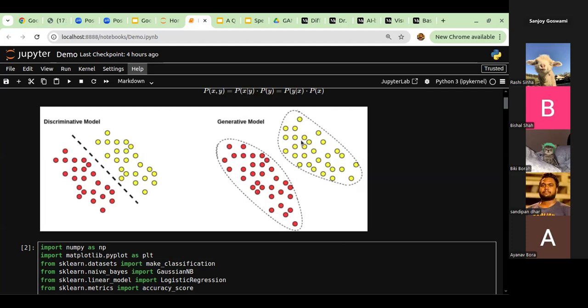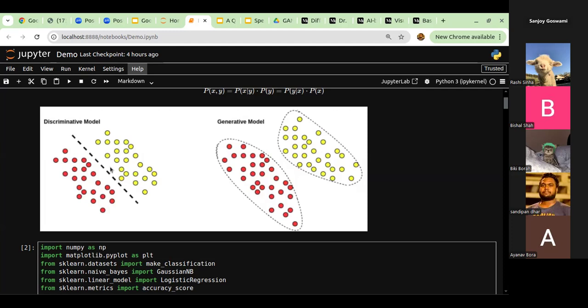Now, how does this help? See, in the earlier case, the discriminative model is only learning a line, or a polynomial or linear boundary, which makes these two classes distinguishable.